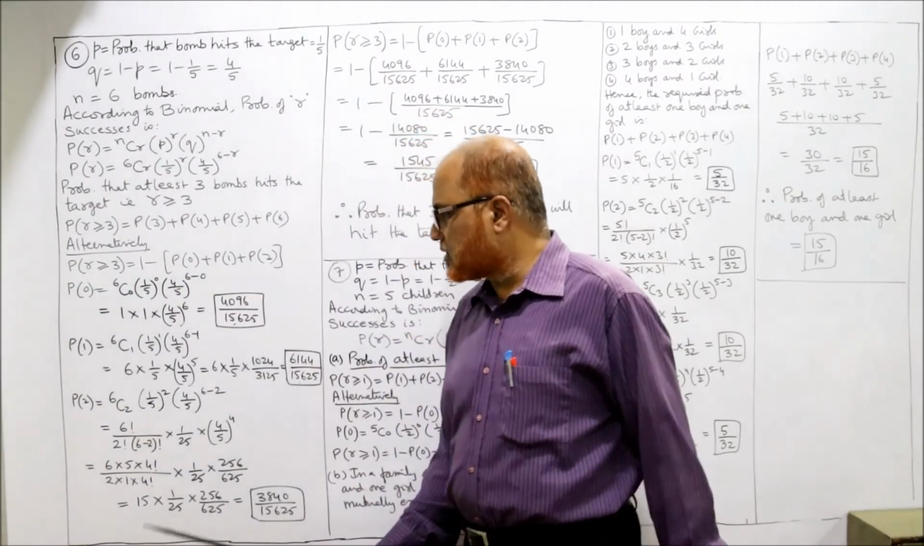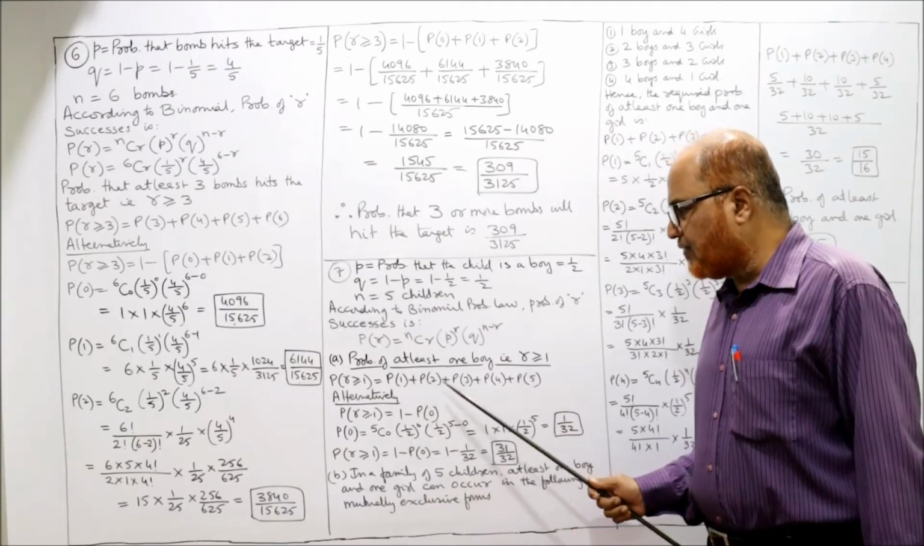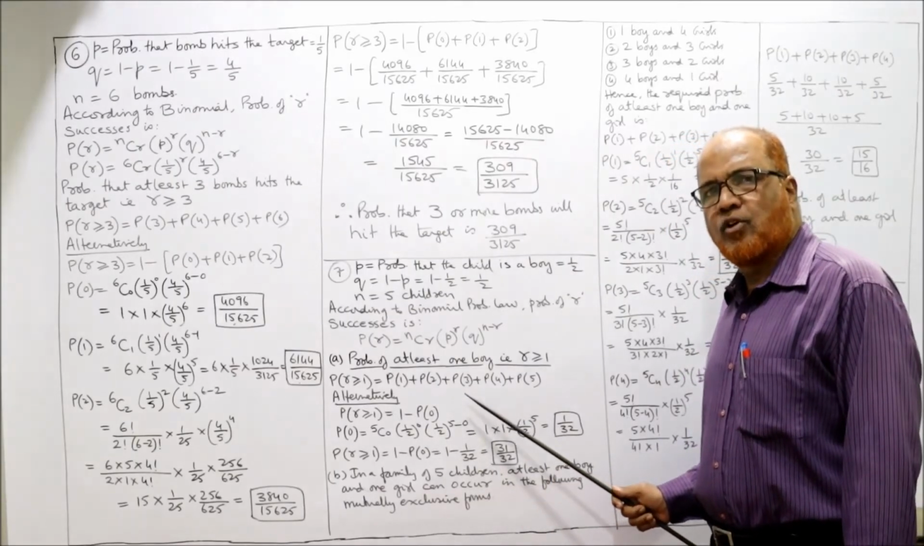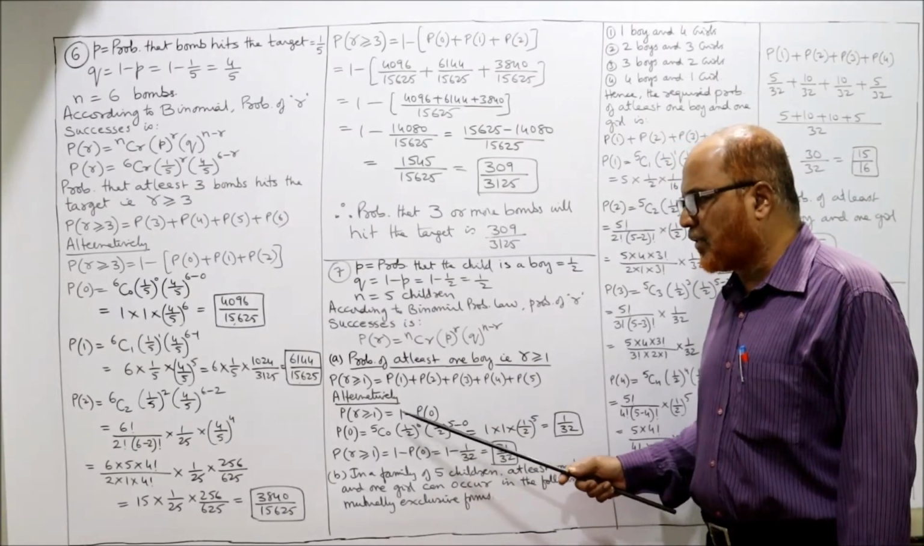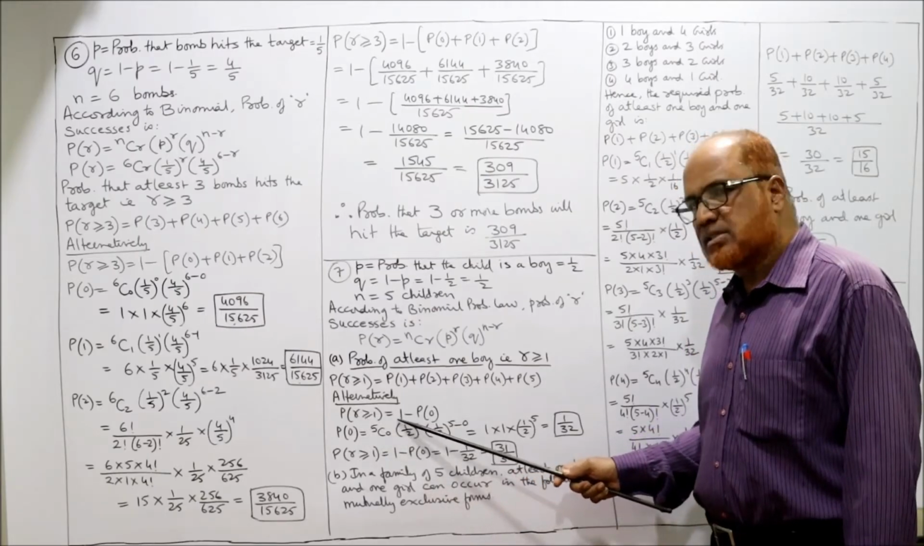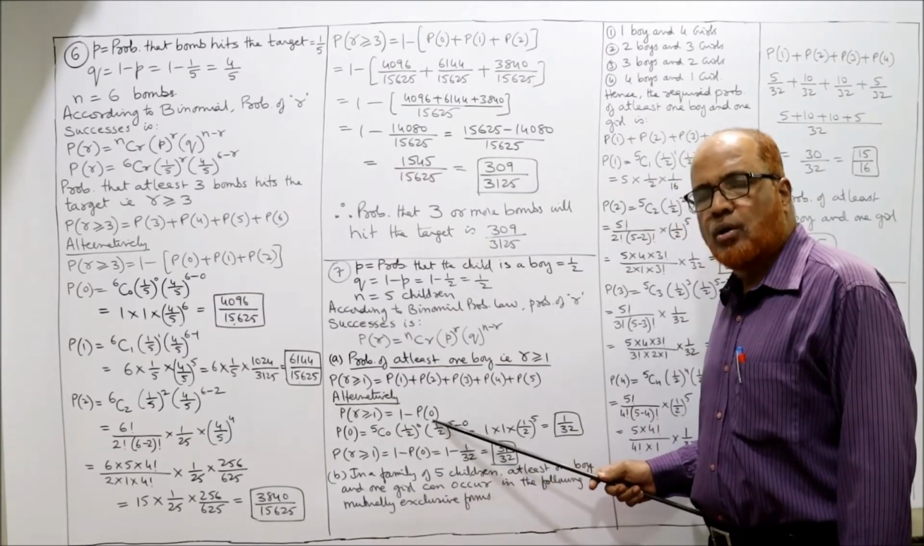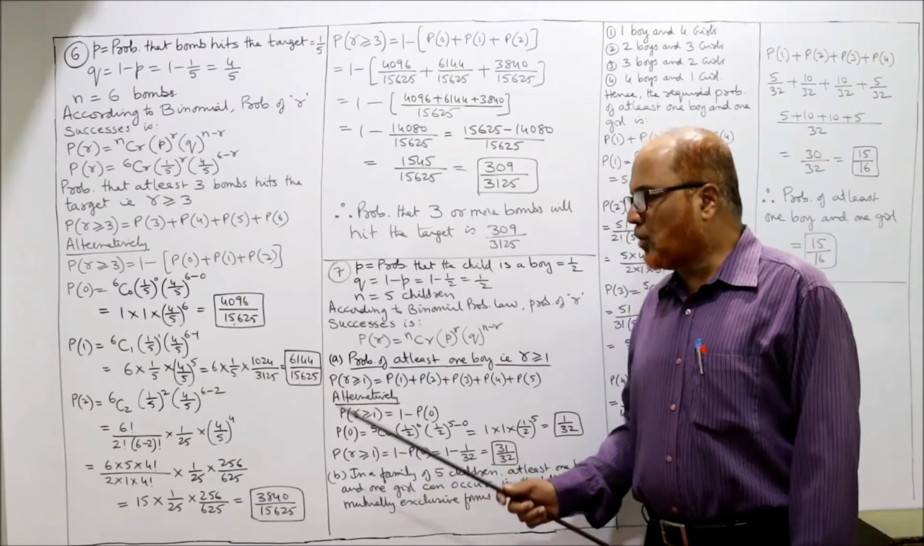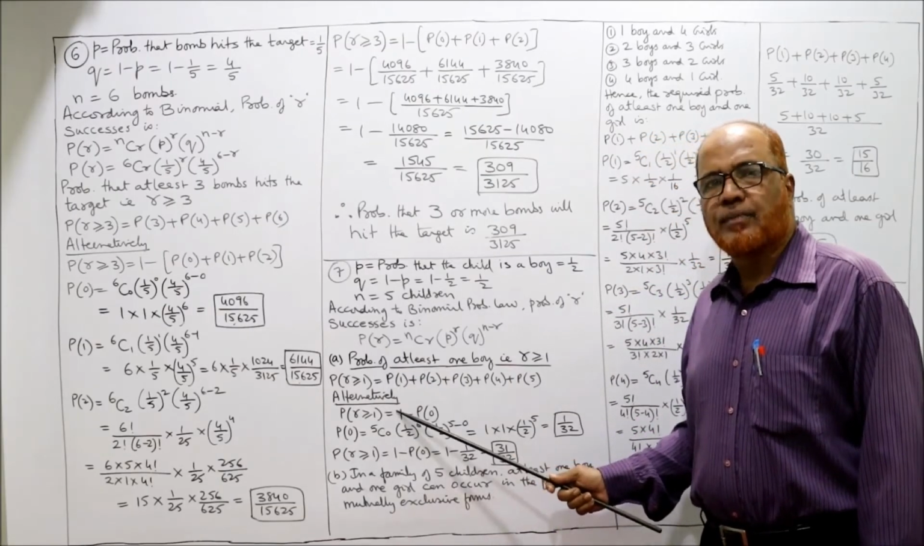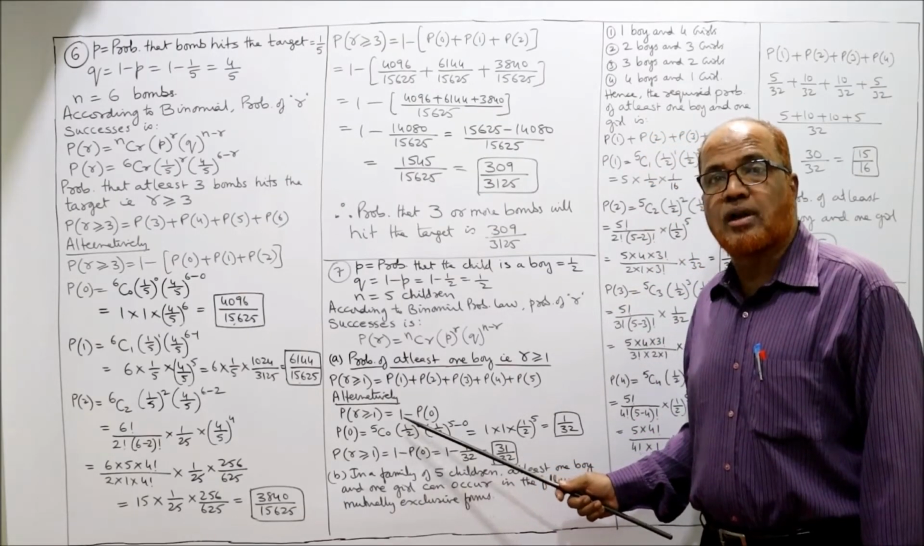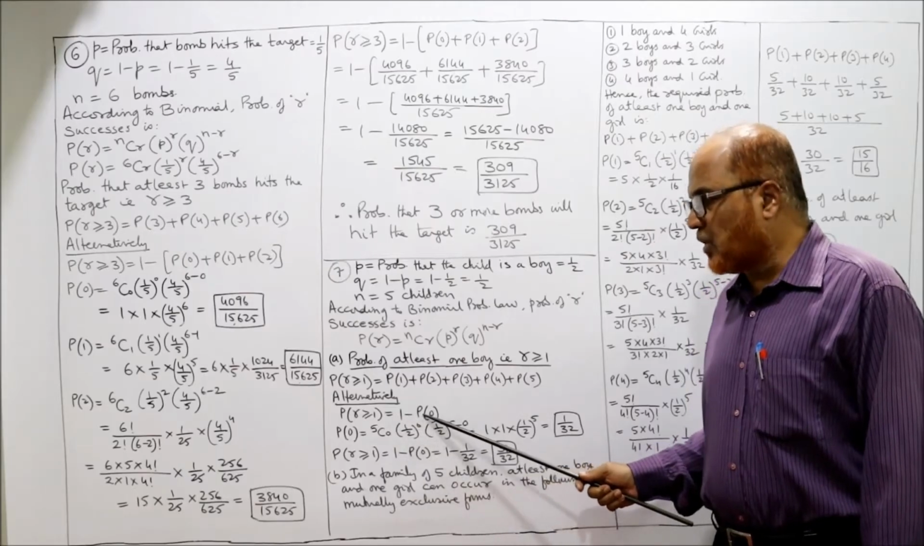The shortcut method. Instead of calculating P of 1, P of 2, P of 3, P of 4, P of 5, we can take the alternative formula: P of r greater than or equal to 1 is equal to 1 minus P of 0. We'll get the same answer whether you apply this long method or the shortcut method, but our time is saved by using this alternative method.